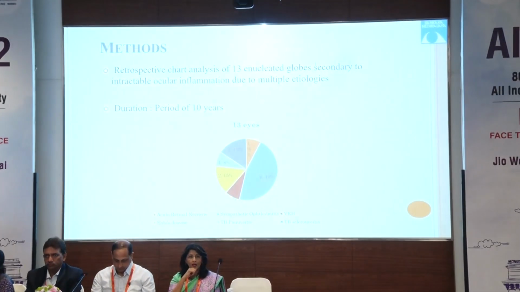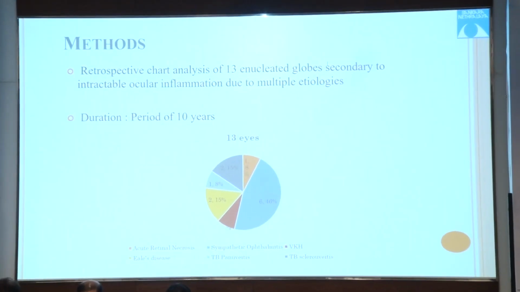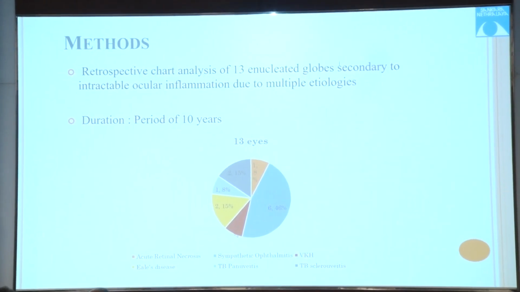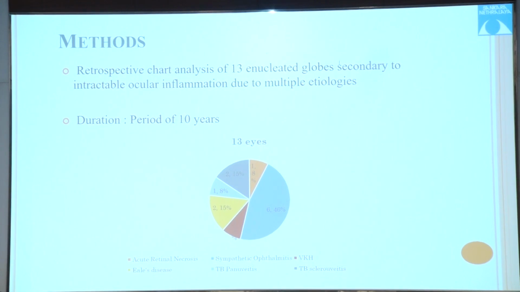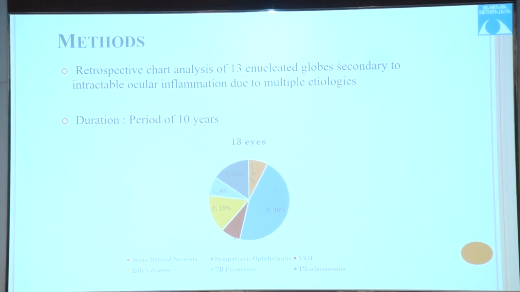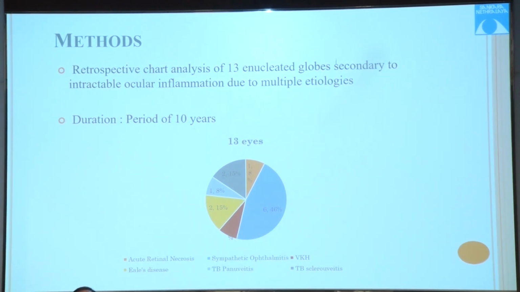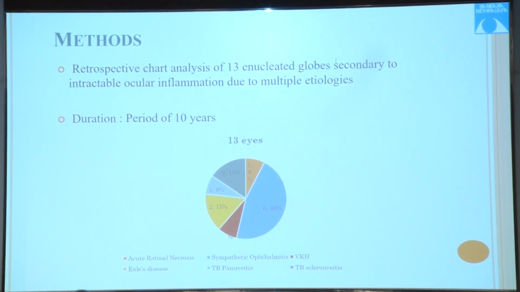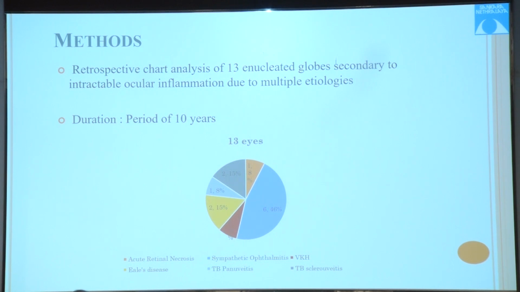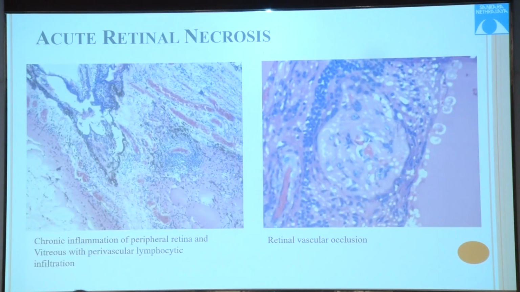This was a study conducted over a period of 10 years, where a retrospective chart analysis was done for 13 enucleated globes secondary to intractable ocular inflammation. Sympathetic ophthalmitis accounted for 6 eyes. Tuberculosis was the etiology in 2 cases of Eales disease, 2 cases of panuveitis, and a case of sclerouveitis. We also studied a case of acute retinal necrosis and a case of VKH disease.